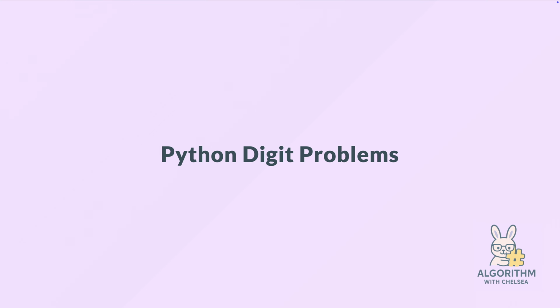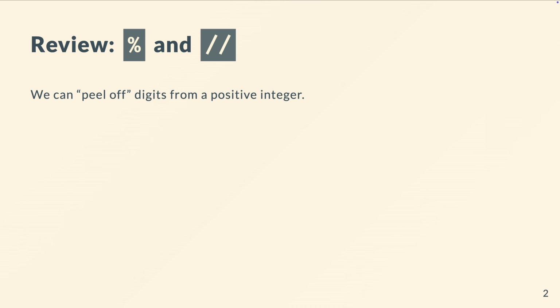Today we're going to do some fun number magic in Python. We'll learn how to look at a number's last digit and how to remove that last digit. Once we can do that, we can solve cool problems like counting digits and adding digits. Let's review modulo and integer division. We can use the two operations to peel digits like peeling an orange.